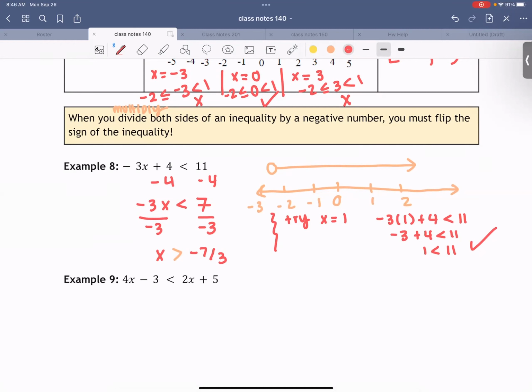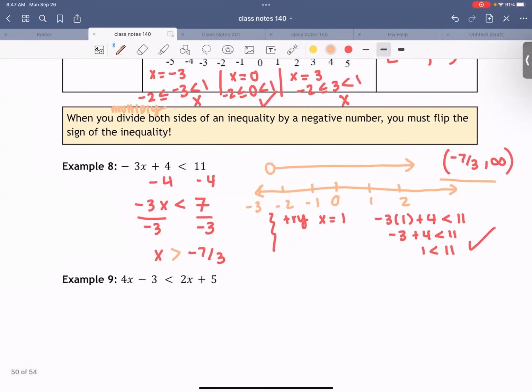What two numbers am I writing down for set builder notation? Good. -7/3 and positive infinity. Is -7/3 going to have a parentheses or bracket? Parentheses, good, because we're not including it. Is infinity going to have a parentheses or bracket? Parentheses, good. This is what you would type in for WebAssign, by the way, is the set builder notation. Okay. Any questions on example 8?